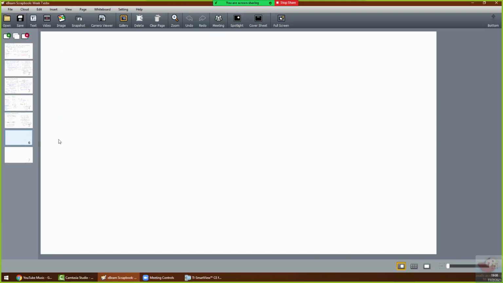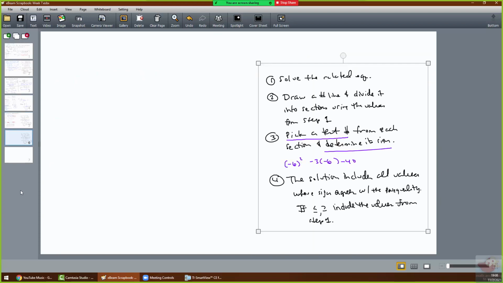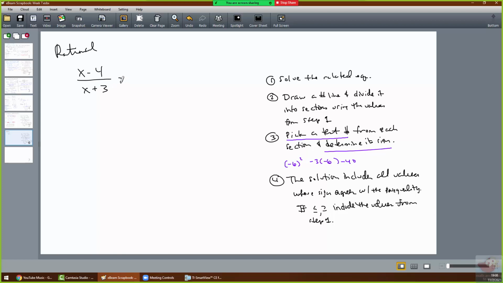So let's talk about a rational one. We actually modify our notes a little bit, and we'll do a very basic one here. There are 2 videos for you to watch. Suppose we had (x minus 4) over (x plus 3) greater than or equal to 0. The numbering is going to change here.